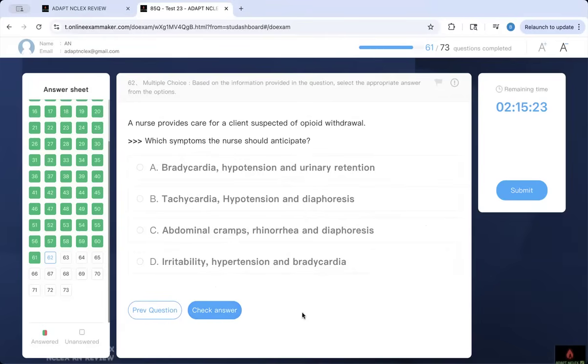Let's provide care for a client suspected of opioid withdrawal. Which symptoms should the nurse anticipate? Bradycardia, hypertension, urine retention; tachycardia, hypertension, diaphoresis, abdominal cramps, rhinorrhea; diaphoresis, irritability, hypertension, bradycardia. Pause the video, think about each condition, and pick an answer. Strategy: if one answer is wrong among the three, all three answers are wrong. So look for one wrong answer in each of them and then pick accordingly and ignore it. You pick your answer?